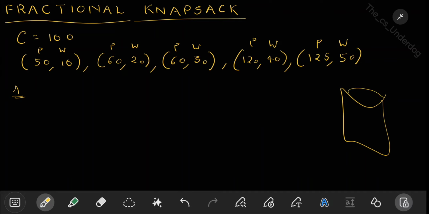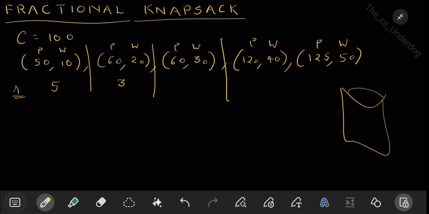What is the profit by weight ratio of the first element? It is 50 by 10, which will be 5. What is the profit by weight ratio of the second element? It is having 60 as the profit if you sell 20 units of the item. So profit per unit weight is 3. That is 60 by 20 is 3.